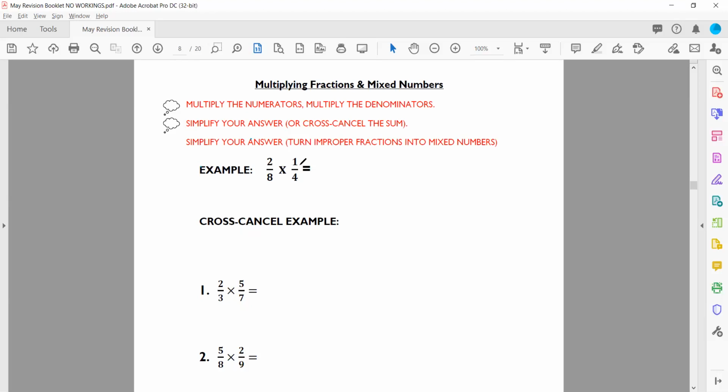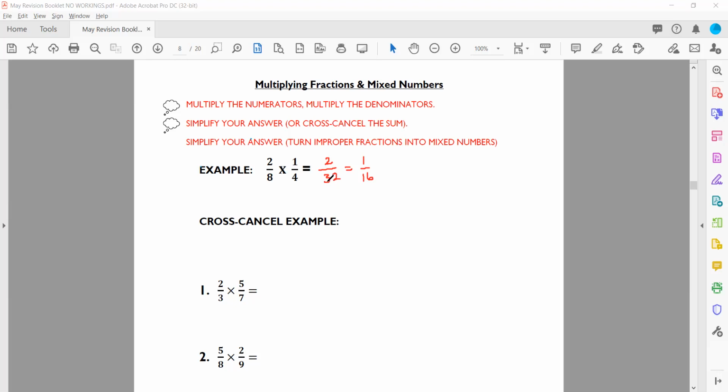So here we would multiply the top. So 2 times 1 is 2, and 8 times 4 is 32. So it gives us 2/32, and we can simplify that down to 1/16 because both 2 and 32 are even, so it can be divided by 2.